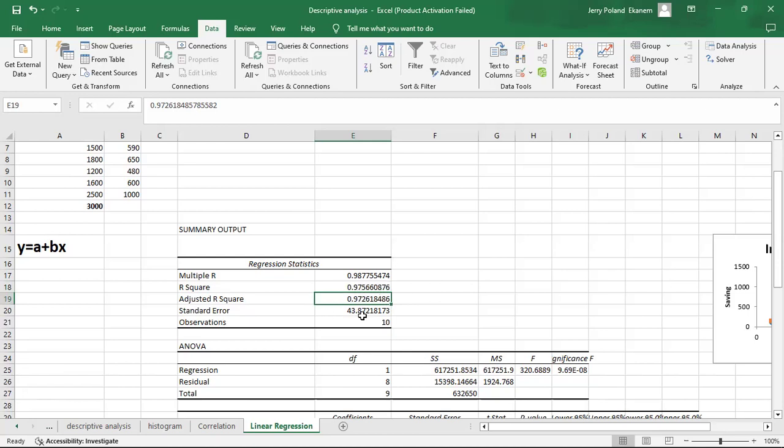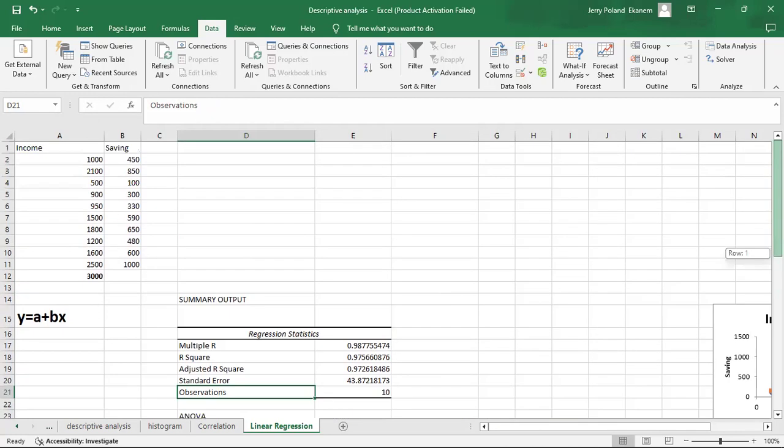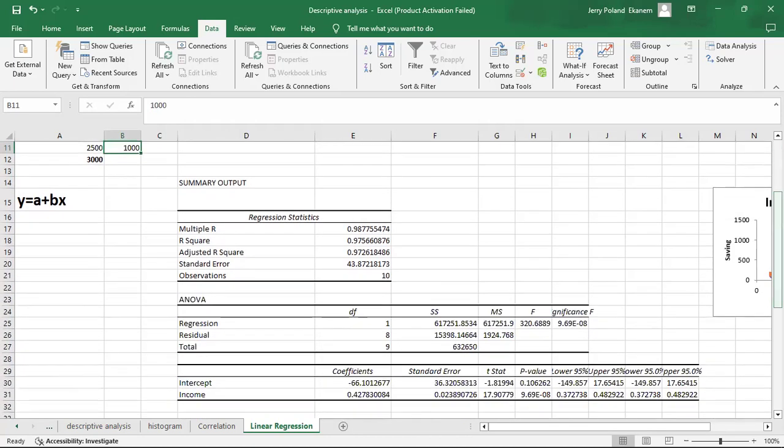Then we have the standard error, which shows whether the regression analysis and the corresponding equations are precise. And then also we have the observations. The number of observations we have is 10. You can count all observations or data points here: 1, 2, 3, 4, 5, 6, 7, 8, 9, 10. So the observation is 10. All right, so that's what we call regression statistics.